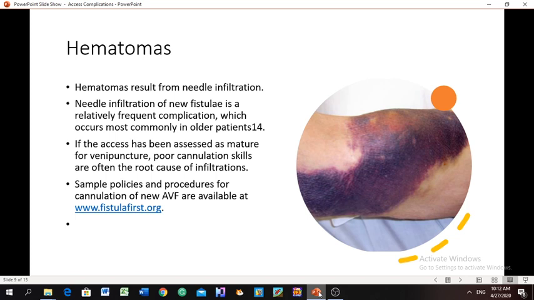Hematoma results from needle infiltration. Needle infiltration of a new fistula is a relatively frequent complication which occurs most commonly in older patients. If the access has been assessed as mature for vein puncture, poor cannulation skills are often the root cause of infiltration. Sample policies and procedures for cannulation of a new AV fistula are available at this website.